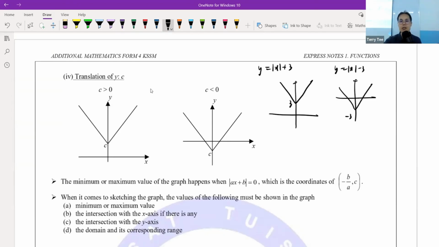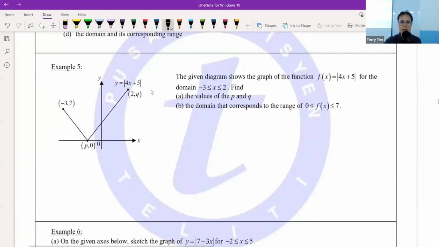Now, let's look at one example, since this is a sample exam question that they asked before in SPM. In my express notes, I don't put the clone here idea; that's my normal notes, I just put what is important. This is the graph of modulus 4x plus 5 for the domain of x between -3 and 2. You're supposed to find the values of the unknowns p and q.